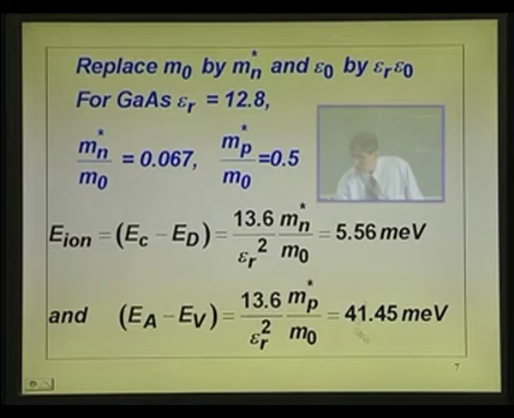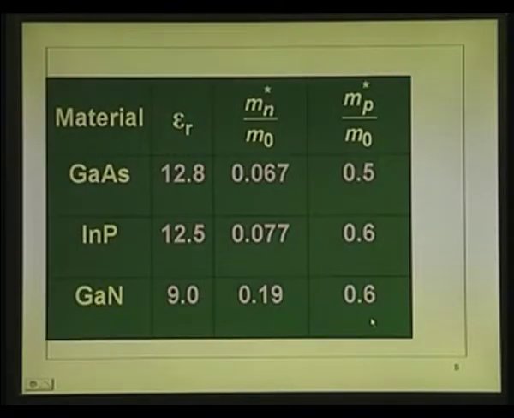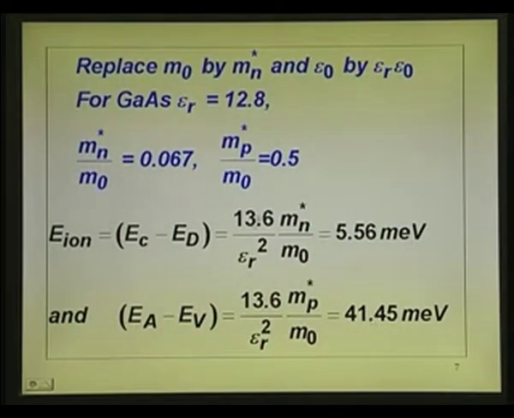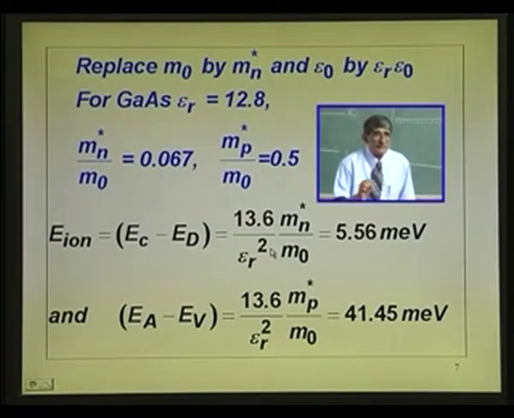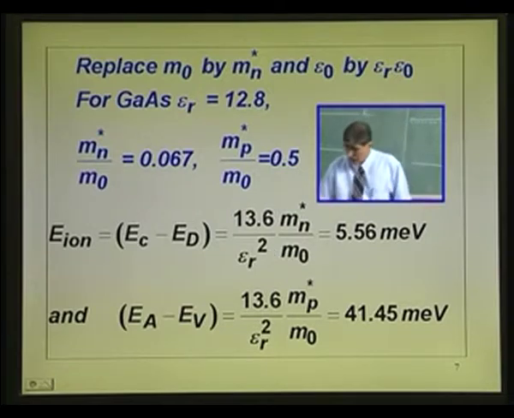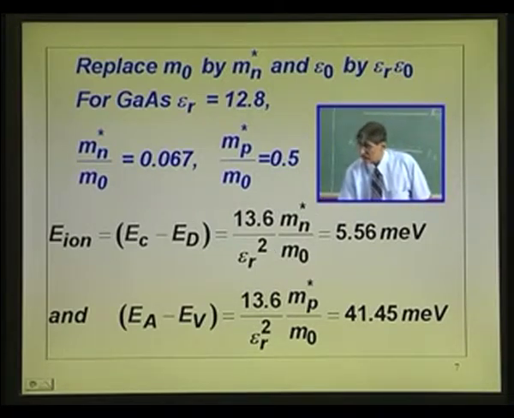Now, so this is the thing. Now, you can see the whole lot of them. I hope this is clear enough. Exactly all that you do is 13.6, you multiply mn star by m naught, divide by epsilon r square. The entire ionization energy depends upon that ratio of the effective mass to the actual mass.